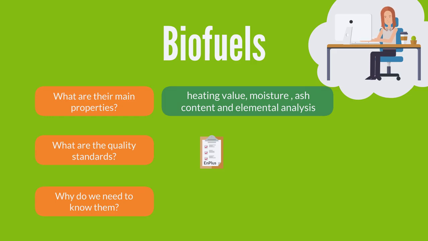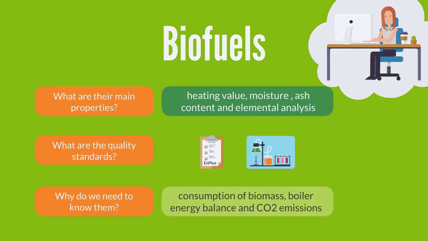However, if she is going to use wood chips or agricultural residues, she needs to send a sample to the lab for doing the proximate and the elemental analysis, as well as the lower heating value. With this information, she will be able to calculate the consumption of biomass, the boiler energy balance, and the carbon dioxide emissions.